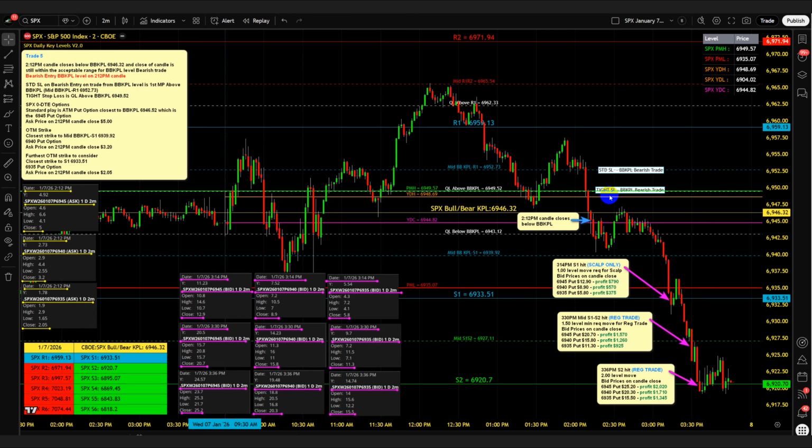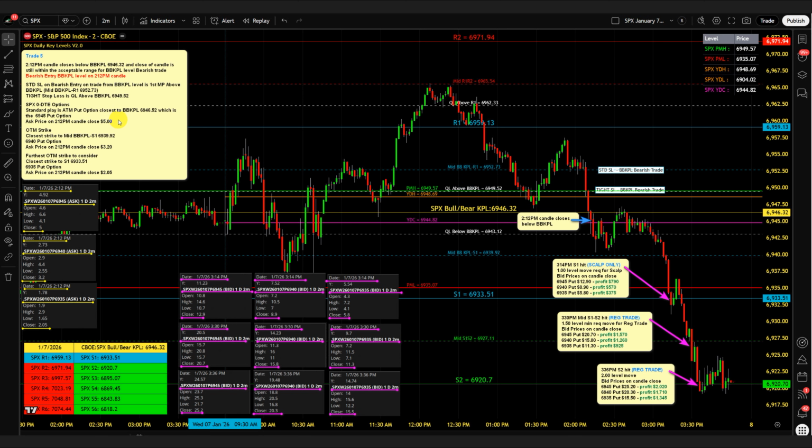On this particular bearish trade, we're going back to the same stop losses we used on the 9:30 a.m. opening candle trade, which was a loss, but that was also a BBKPL bearish trade. So the standard stop loss is going to be the midpoint level, first midpoint level above the bearish trade level here. Tight stop loss level, the QL level above.